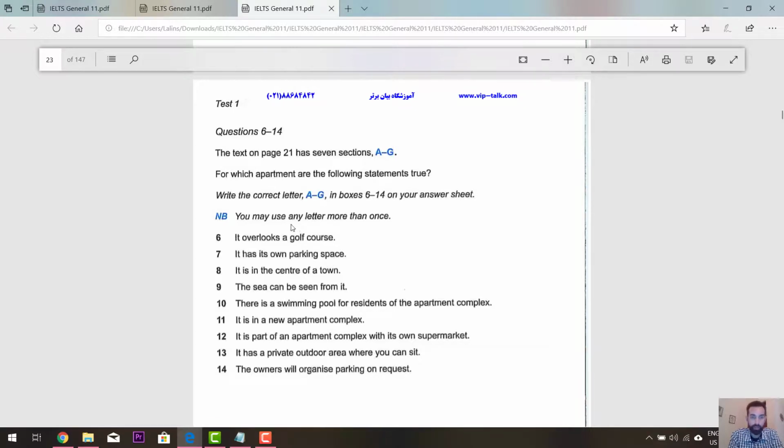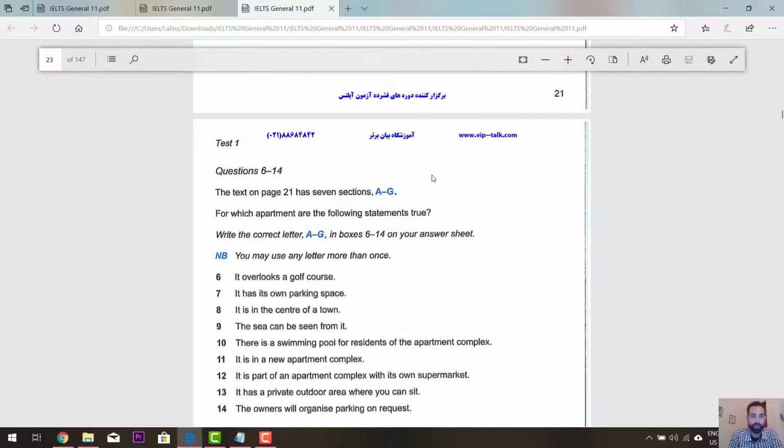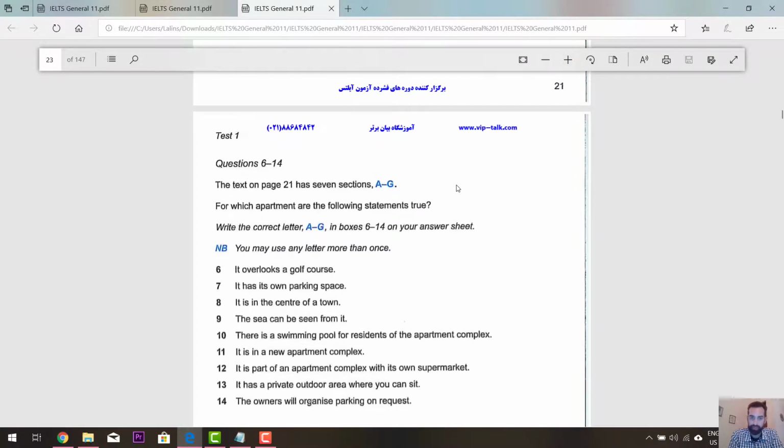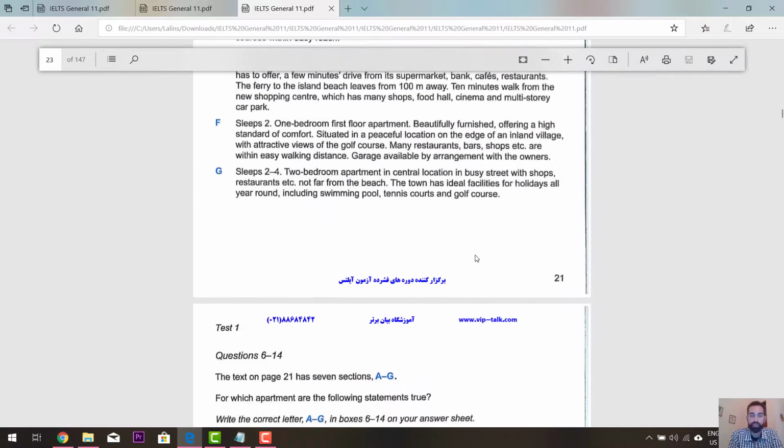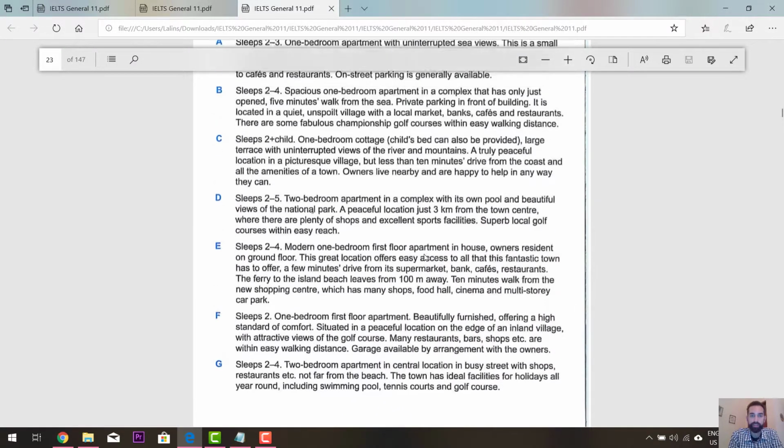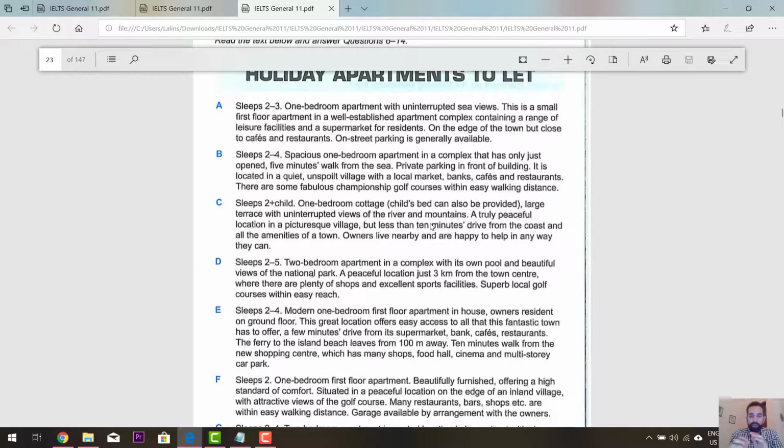Okay, so we'll be looking through the text above, and we'll be looking for descriptions of the different properties and see which matches to which question. A to G over these questions 6 to 14. Okay, so we should probably look for 6 first. It overlooks a golf course. Let's have a read through the whole thing, and then it's basically sort of matching. So you'll read through and see which one matches what.